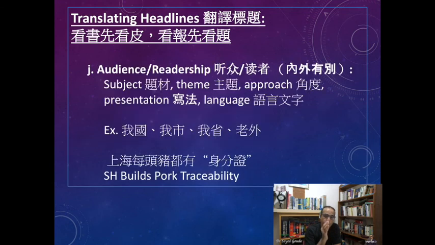Always put your audience in your mind. Always remember your audience. When you translate things like 我国 or 我省 or 老外, how would you translate them into English? Never translate 我国 as my country or my city or whatever, because you are writing for non-Chinese, English-speaking people. So 我国 here should be translated as China. And the city word should be translated as Beijing or Shanghai, depending on what the report is talking about.